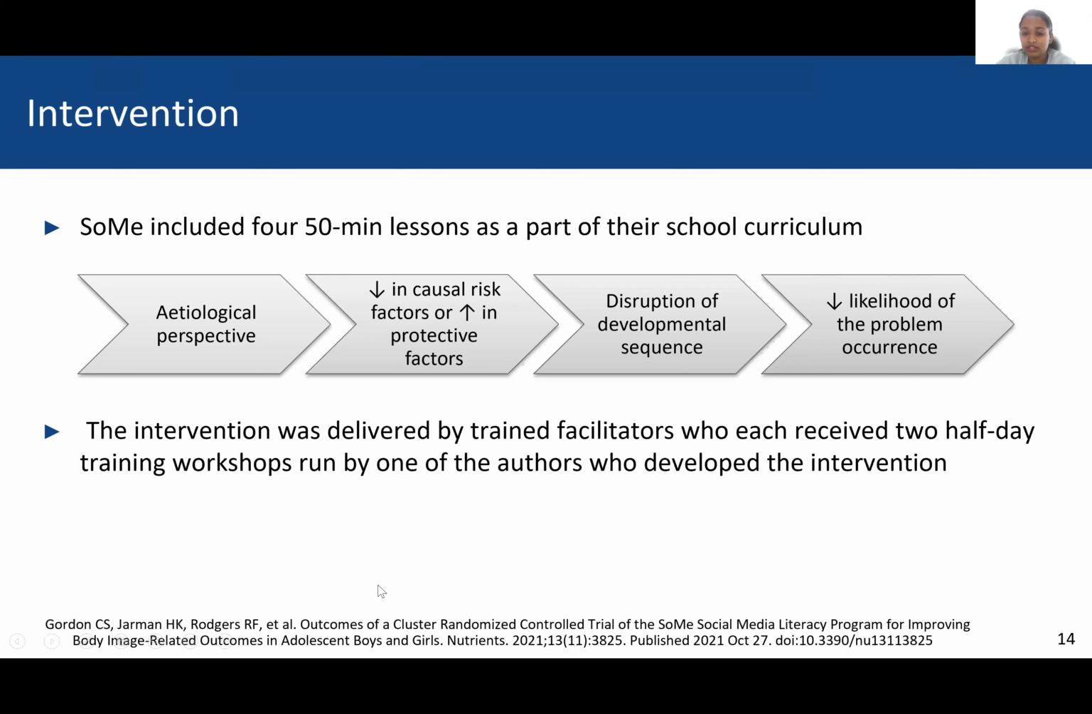The intervention was delivered by trained facilitators who received 2 half-day training workshops run by one of the authors who designed the intervention. In addition, each facilitator also observed a session of the intervention being delivered by one of the authors. So the authors made sure that there was consistency in the delivery of the intervention in all the schools and across all the grades.